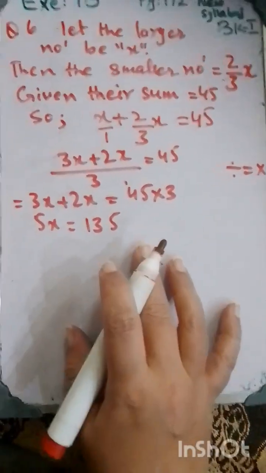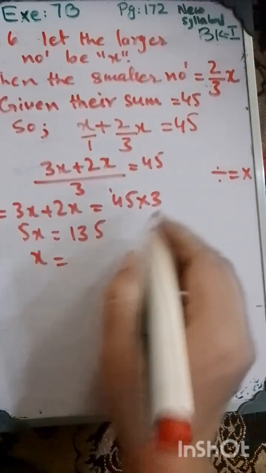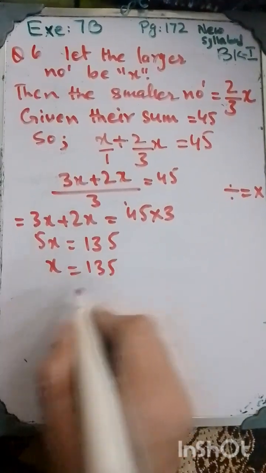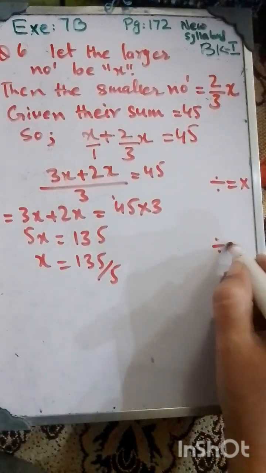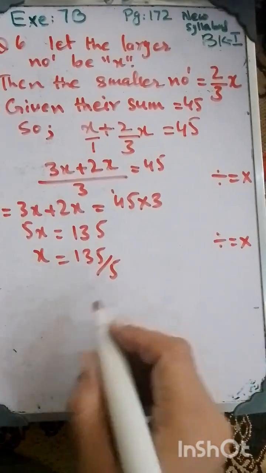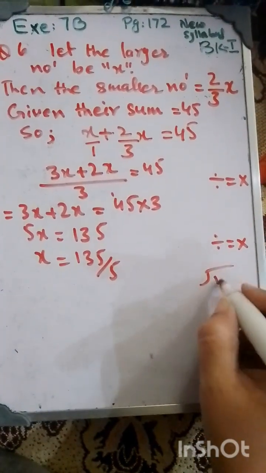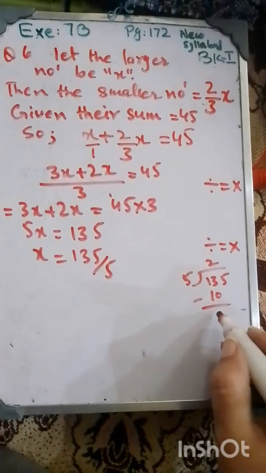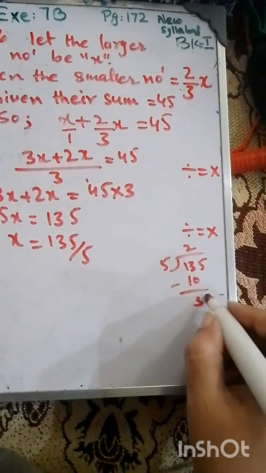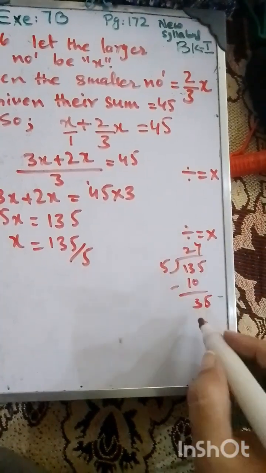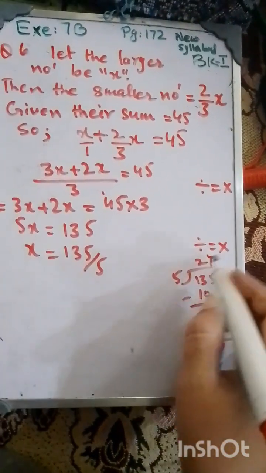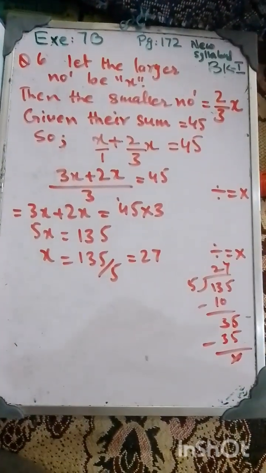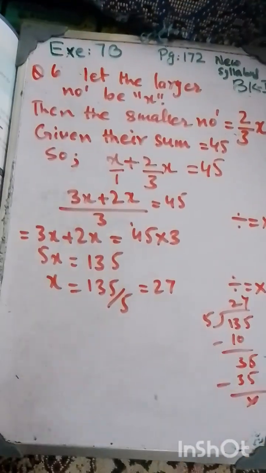Now 5 is being multiplied, on the other hand it will be divided. I keep on repeating it so that you can easily understand and go through it without having any kind of confusion. Five 2 times is 10, 3 5 7, 5 down, and 7 is 35. Done. 27. So x is 27. The larger number we have obtained is 27.